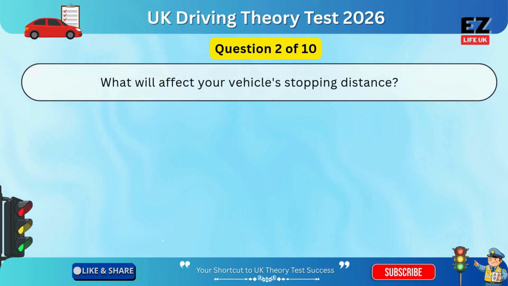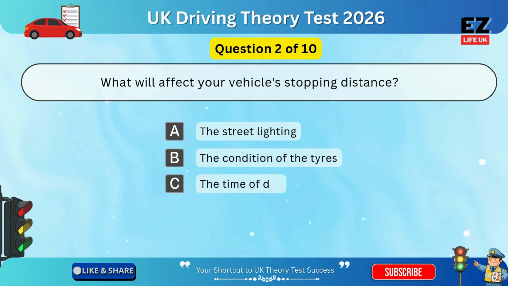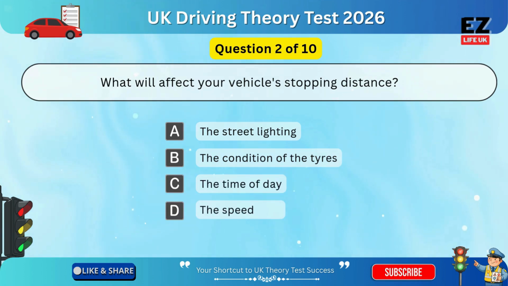Question number 2. What will affect your vehicle's stopping distance? Option A, the street lighting. Option B, the condition of the tires. Option C, the time of day. Option D, the speed limit.